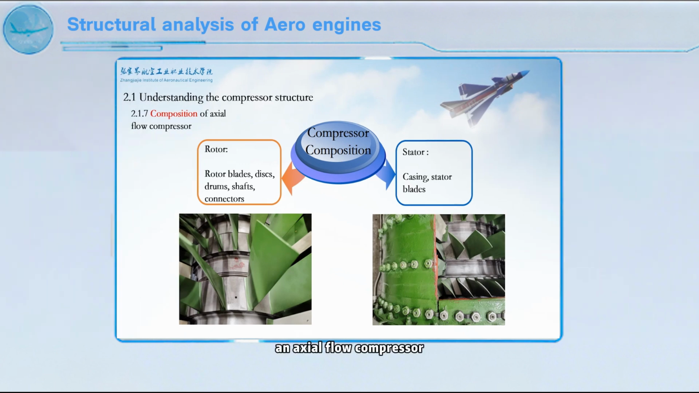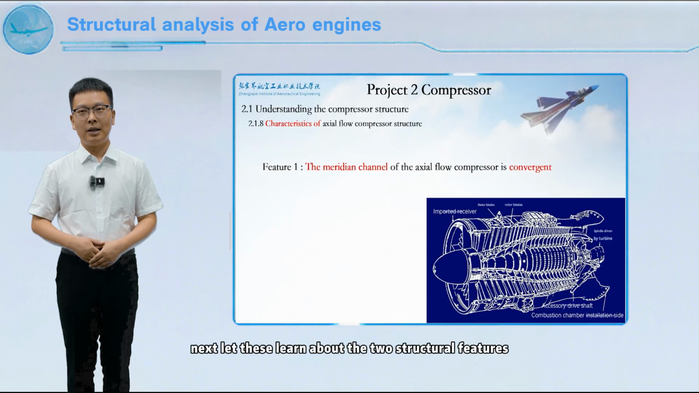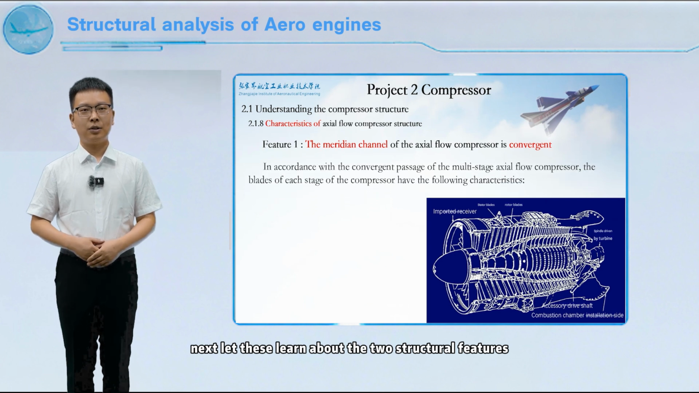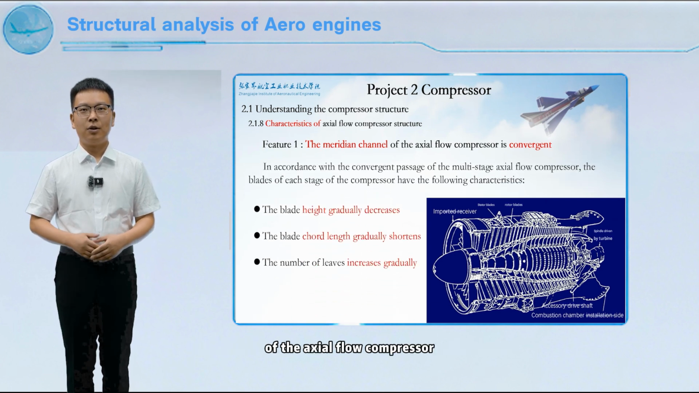An axial flow compressor is generally composed of a rotor and a stator. The rotor is the rotating component in the compressor and is generally composed of rotor blades, a disc, a drum, a shaft, and connecting parts. The rotating blades do work on the airflow to increase the pressure of the airflow. The stator is the stationary component in the compressor and is generally composed of a casing and stator blades.